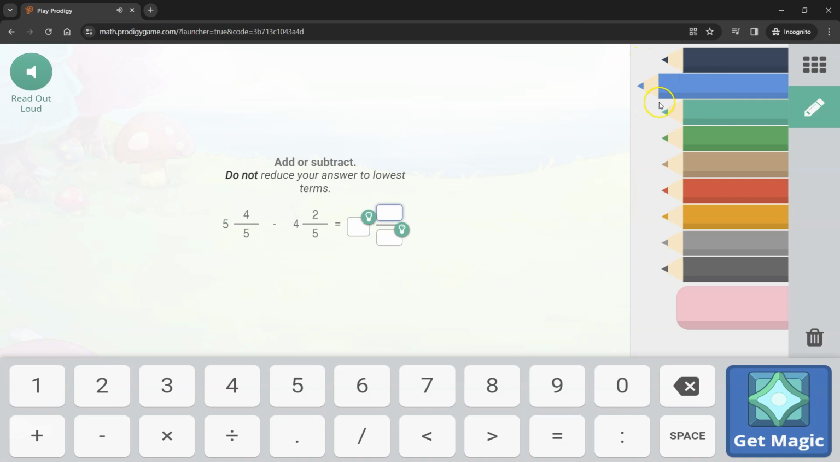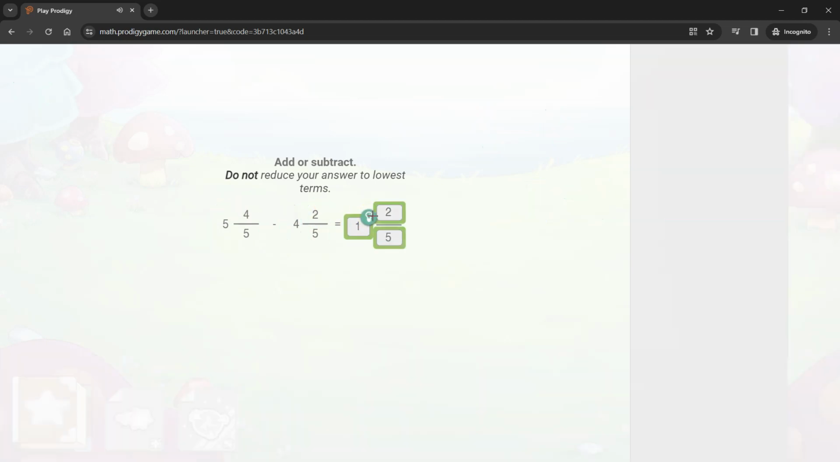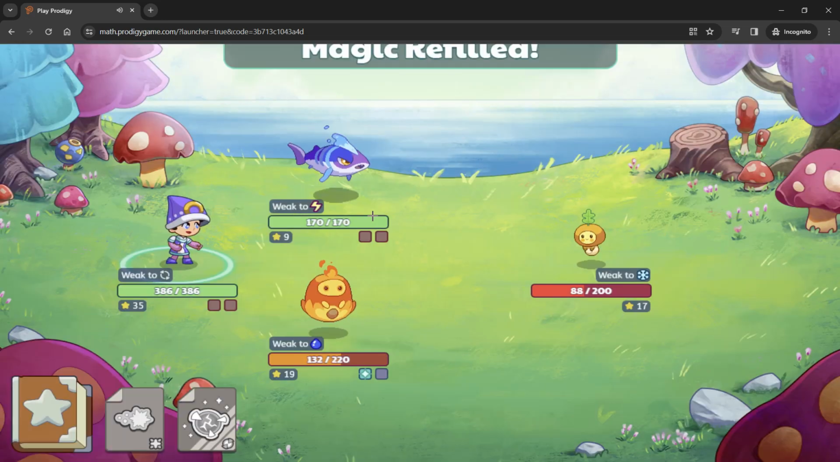Alright, now we're subtracting. But thankfully our fractions have the same denominator. So 4/5 minus 2/5 is really the same as saying 4 minus 2 over 5. So that is 2/5 for our fraction, and then we just do 5 minus 4, which is 1. I don't know why they had us go to the denominator first, but they did.